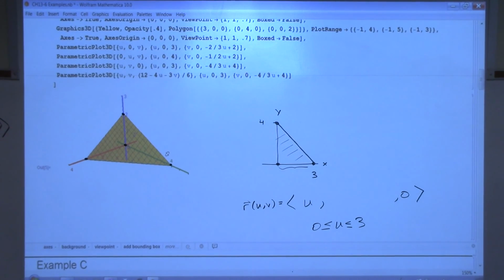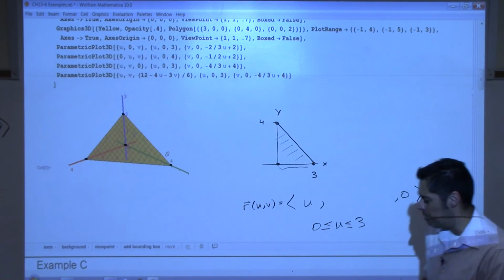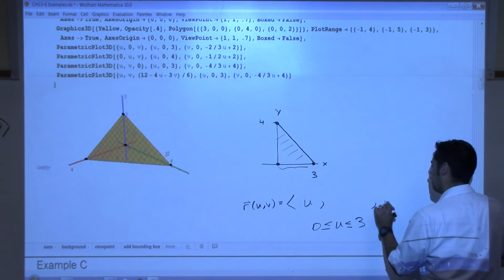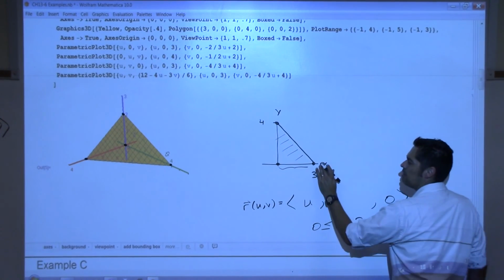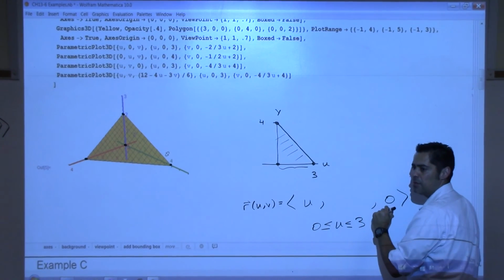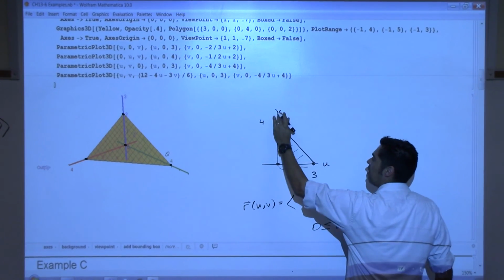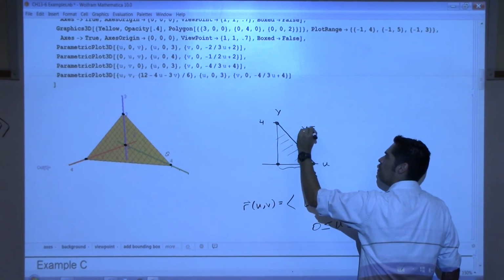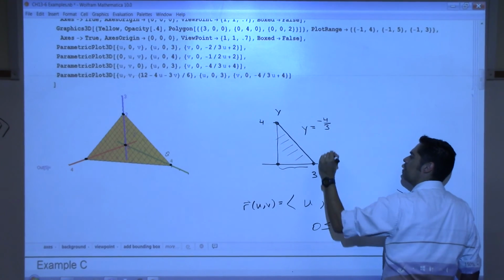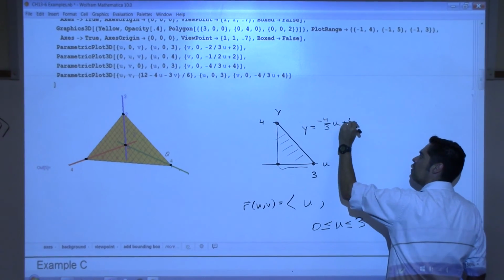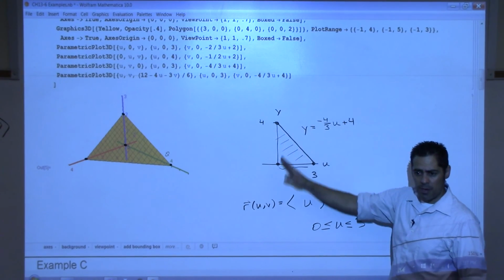Now I have to get control over the v and figure out how it plays into this. This is the part that most people get hung up on. What are you thinking? If this is really my u now, right? That's really my u. Then this right here, my y, what is the equation for y of this line? What's the slope of it? Negative 4/3 u, right? Plus 4. That's the equation of this line. Y-intercept 4, slope negative 4/3.